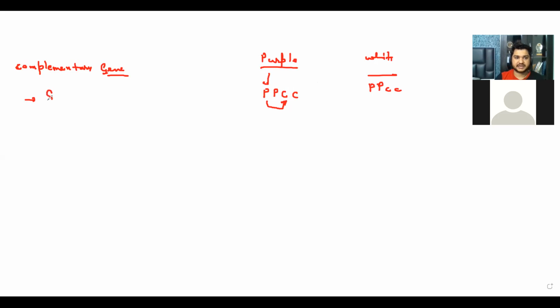We have seen this in the sweet pea, and the sweet pea's name is Lathyrus odoratus.